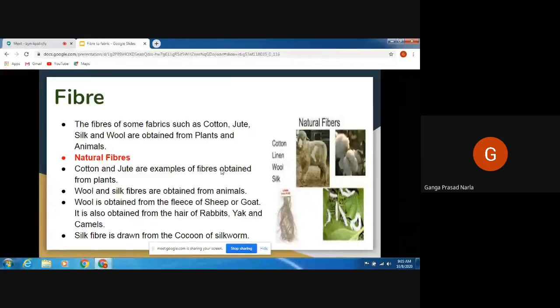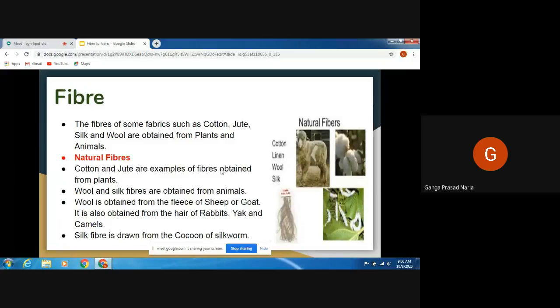Observe the cotton properly. There are very small thin strands. Those strands are called fibers. We get these fibers from plants, cotton and jute fibers. Cotton and jute fibers are examples of fibers obtained from plants.